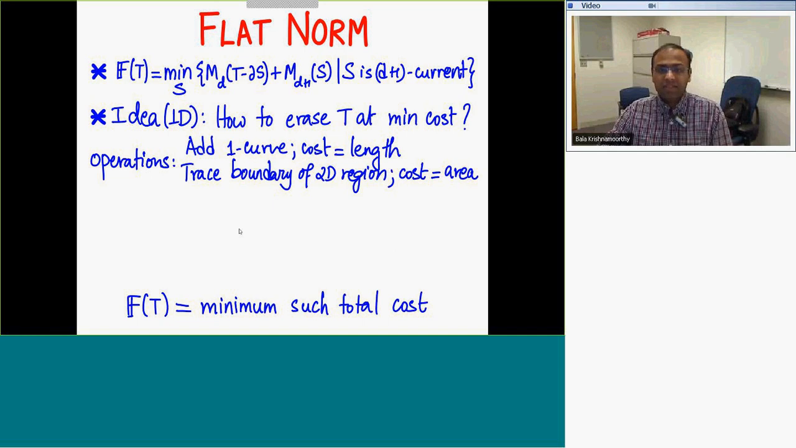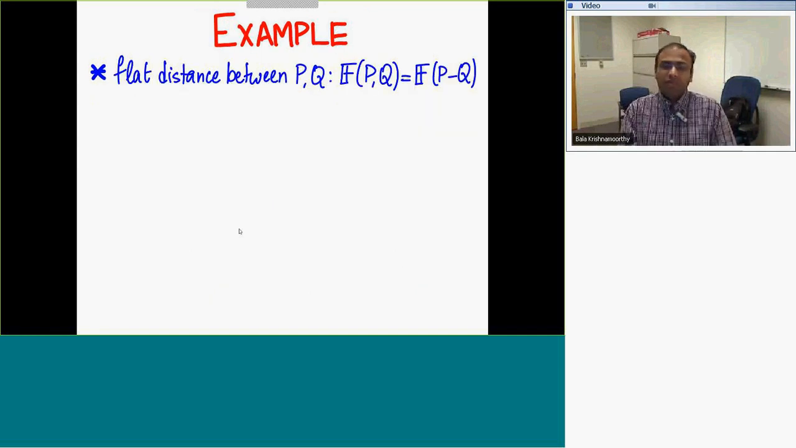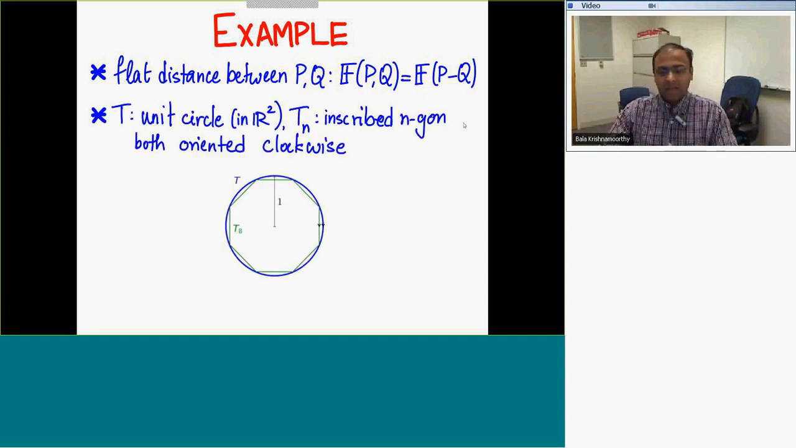Here is an example illustrating why this is a very natural or good distance. If you have two currents, you can naturally define a distance between them as the flat norm of P minus Q. Remember, this is not the mass of P minus Q. This is the norm of P minus Q. A simple example to illustrate that: a circle and an N-gon, Tn, which is inscribed in the unit circle, both oriented clockwise. I want to measure the distance between them.